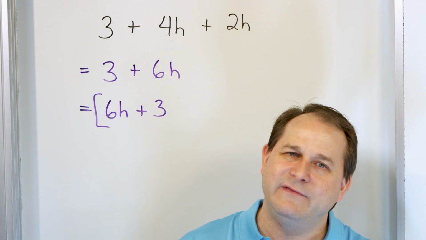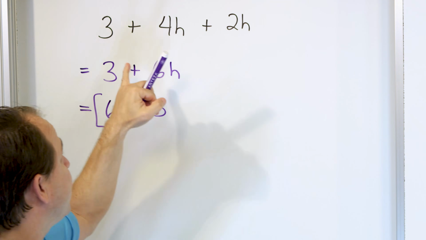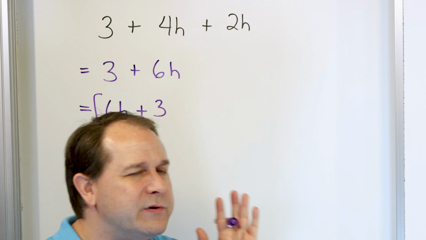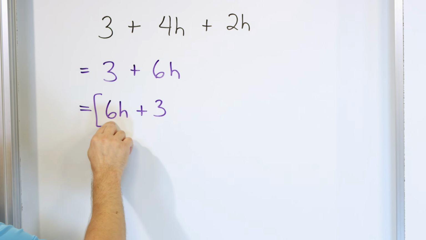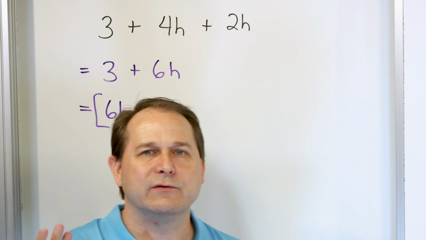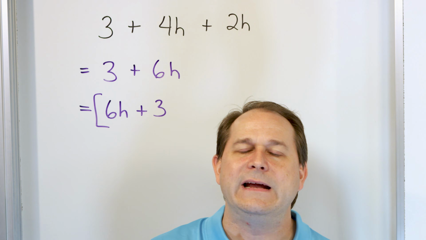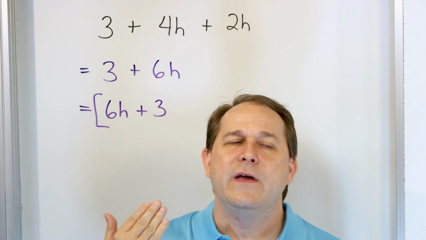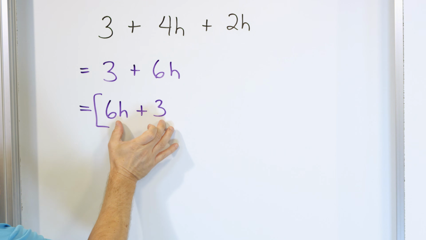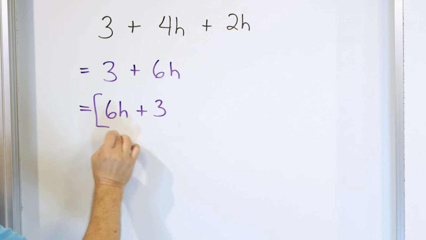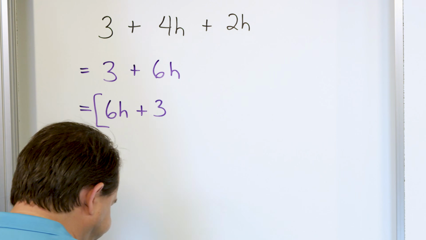If the variables are different, or if you just have a number here, which is also different, then you cannot add them. So it looks a little funny that our answer is going to be 6h plus 3, because until now you always try to get a single answer, but in higher math like algebra, if the variable does not match, then you cannot add these any further. You just have to leave it with the plus sign.